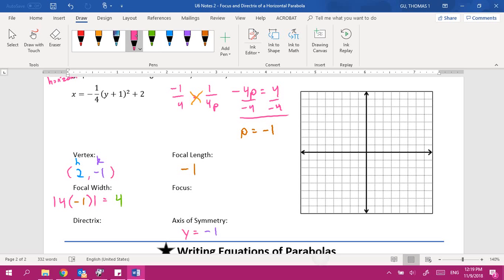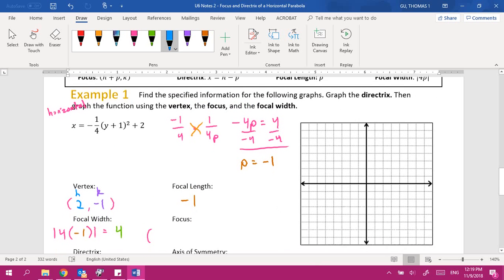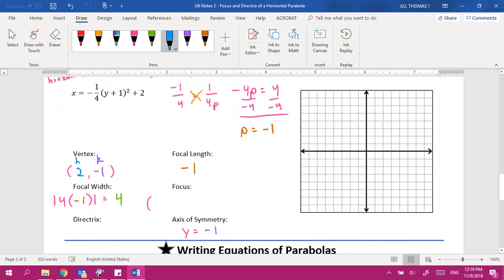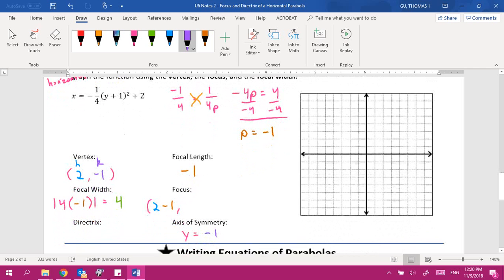What is the focus now? You do H plus P. So what is H? Look, you've labeled H as 2. Then you add P, so it's just -1, comma, and then what is the second value? What is the variable? -1. Right, that was your K. So it's 2 subtract 1, which is... Right. So what is your focus in the end? 1, -1. That's right. There you go.